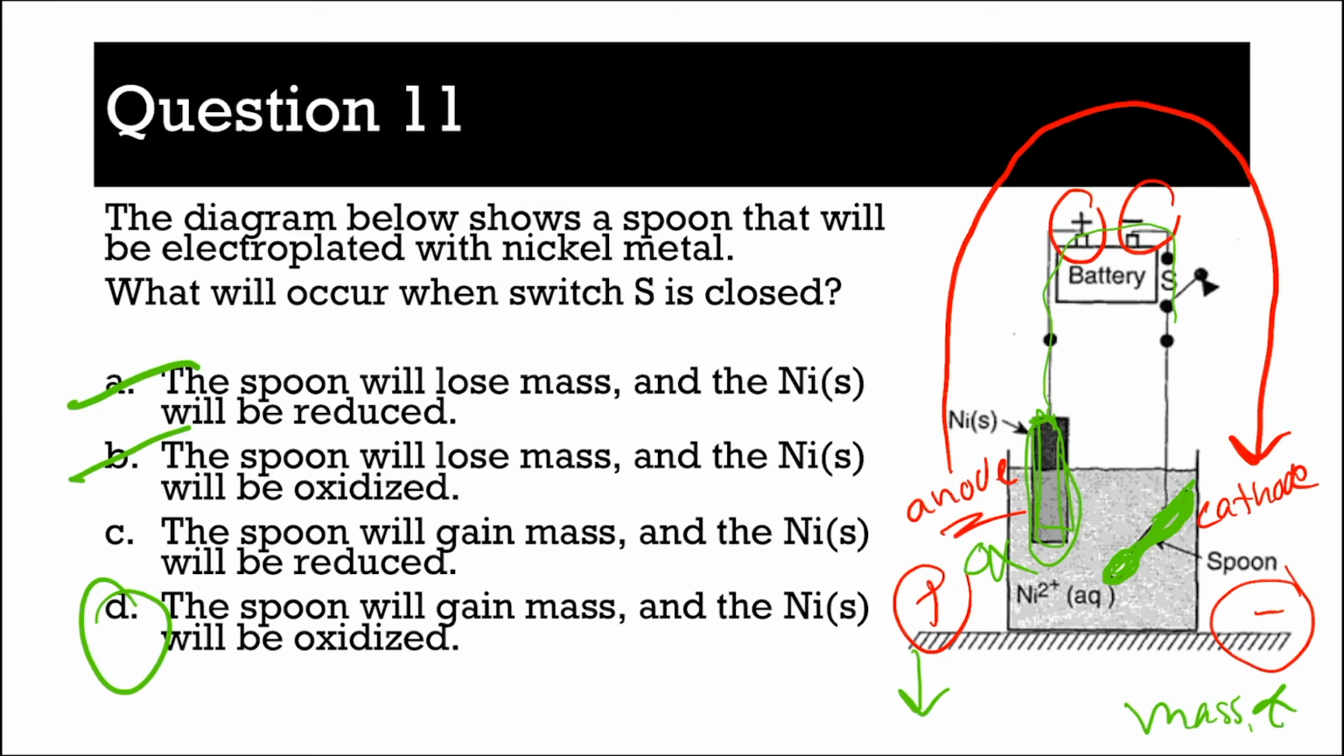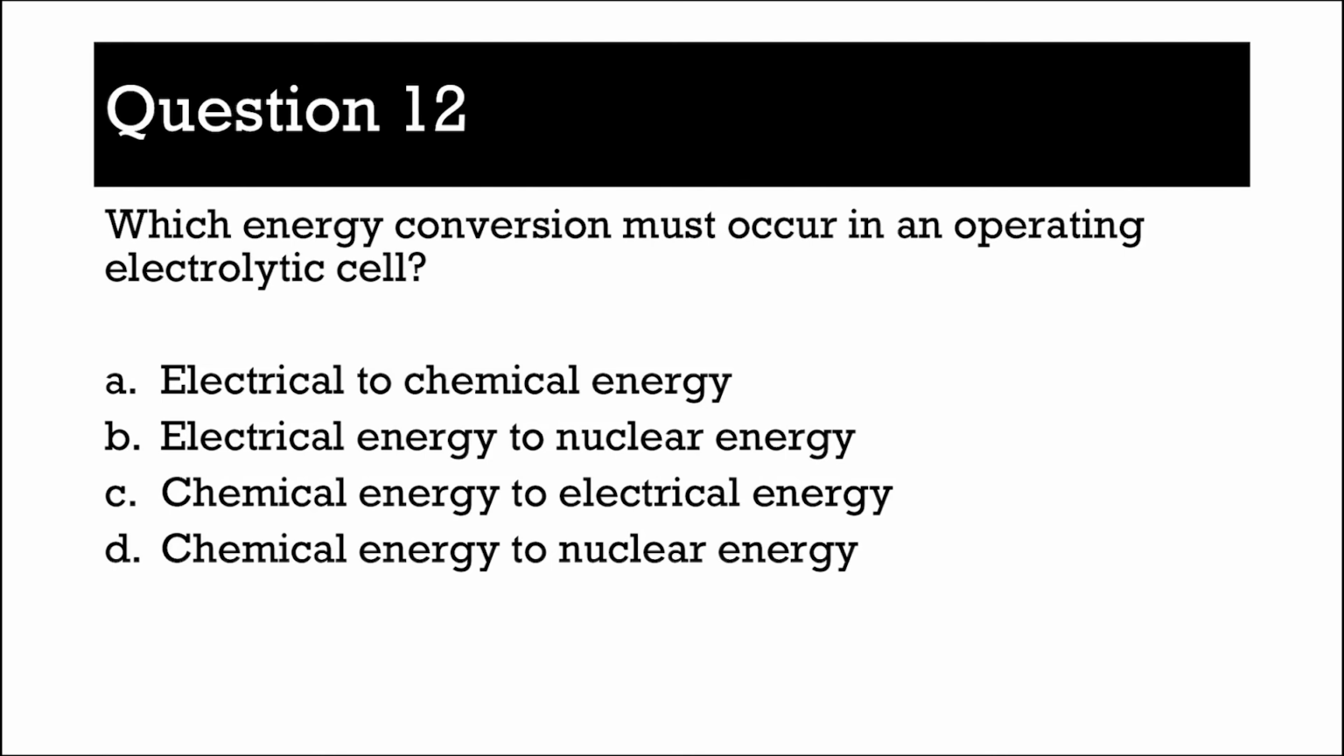So the only thing that changes with an electrolytic cell is that it's non-spontaneous. This is why you need that battery. And electrons are pulled from the positive side to the negative side. But it always still flows anode to cathode. Oxidation still occurs at the anode. Reduction still happens at the cathode.